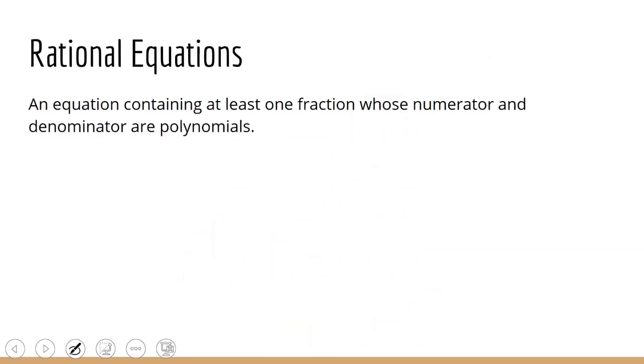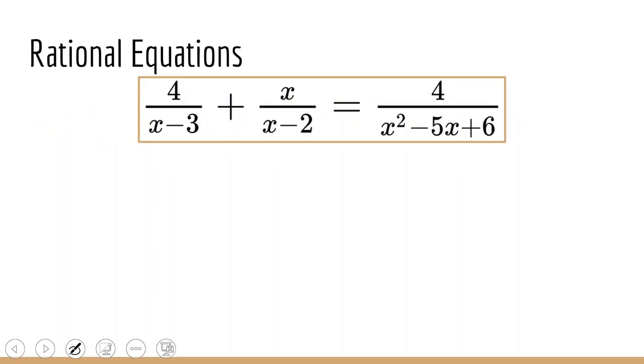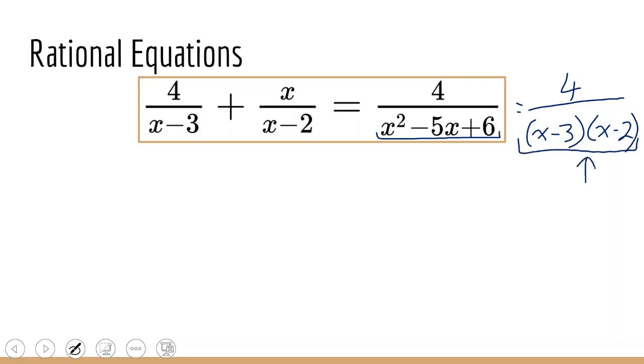Another place where we may find quadratics handy are rational equations, which are equations that contain fractions. So this would be an example of one over here. Let's go ahead and dive into it. One thing I'm going to want to do is simplify this denominator over here. And you might also notice we can easily factor this, right? We can factor this to be x minus 3, x minus 2. And so this we can also identify as the lowest common factor.